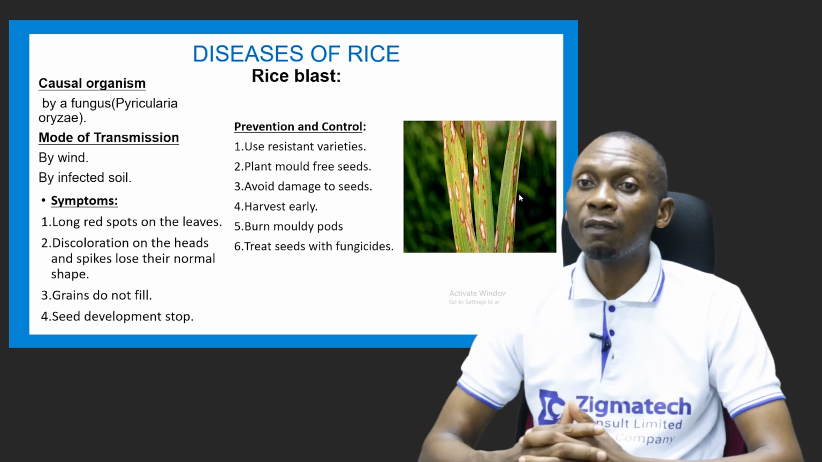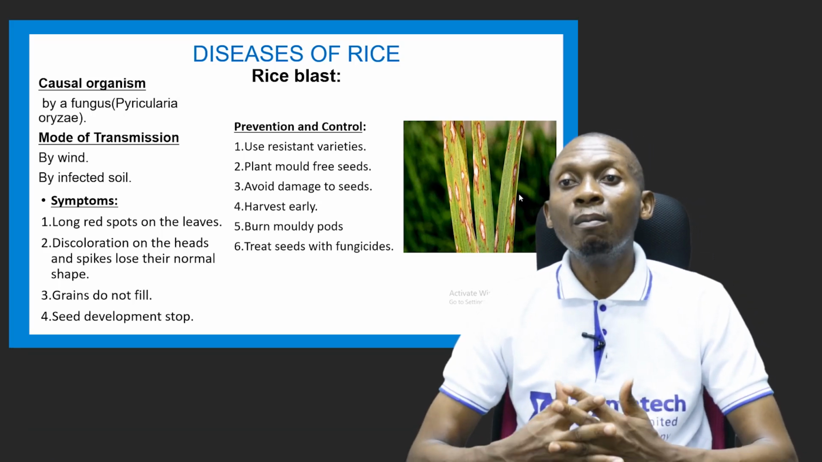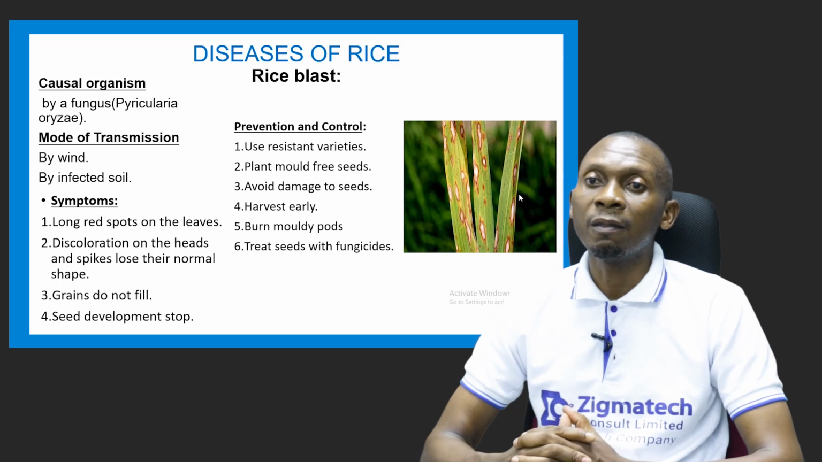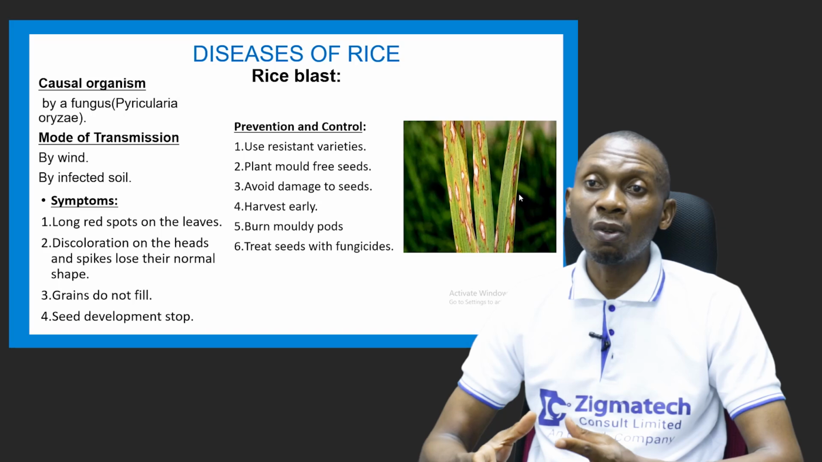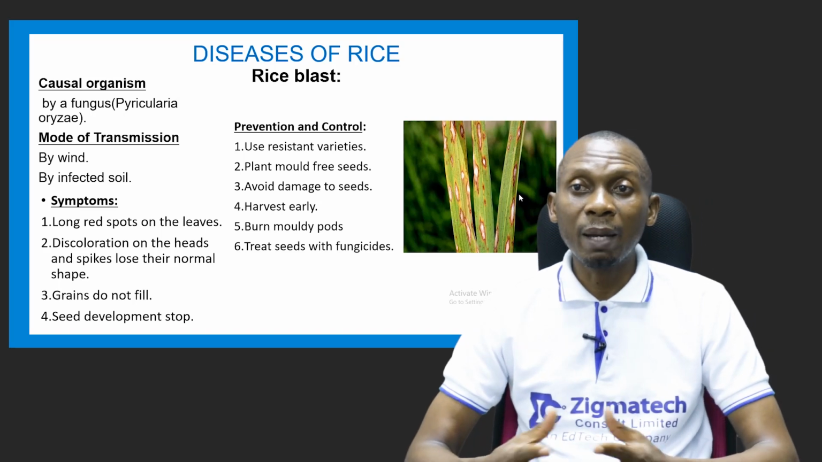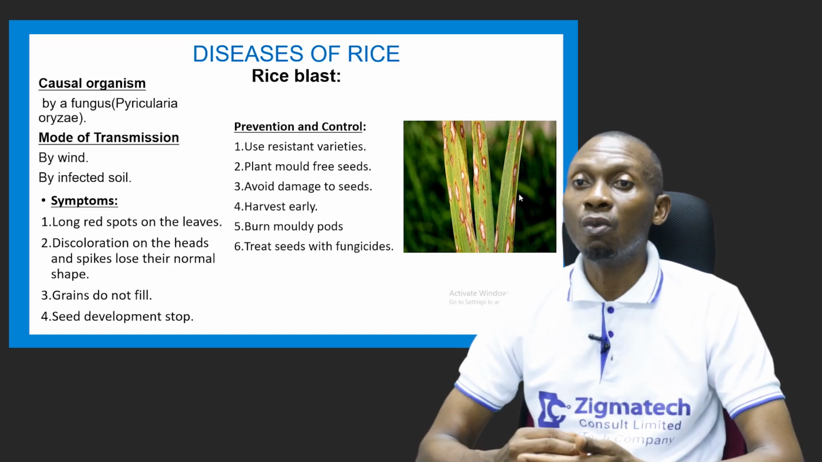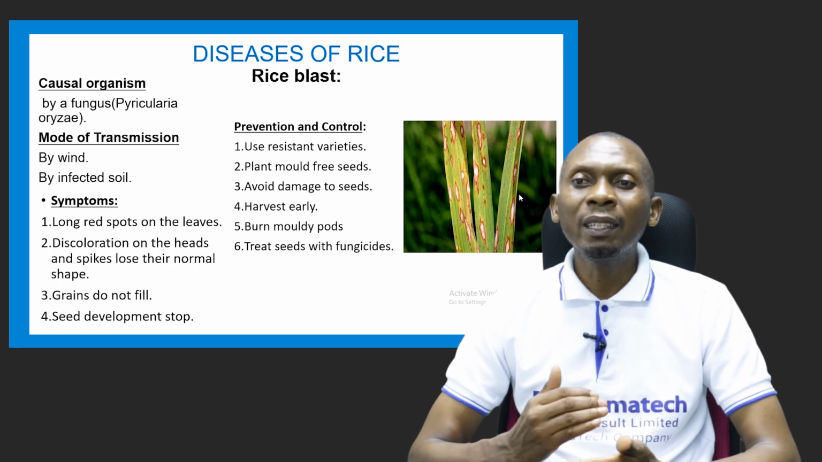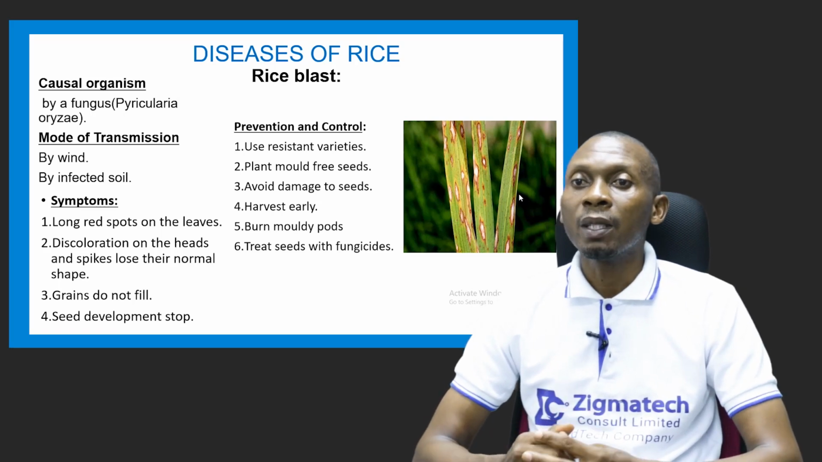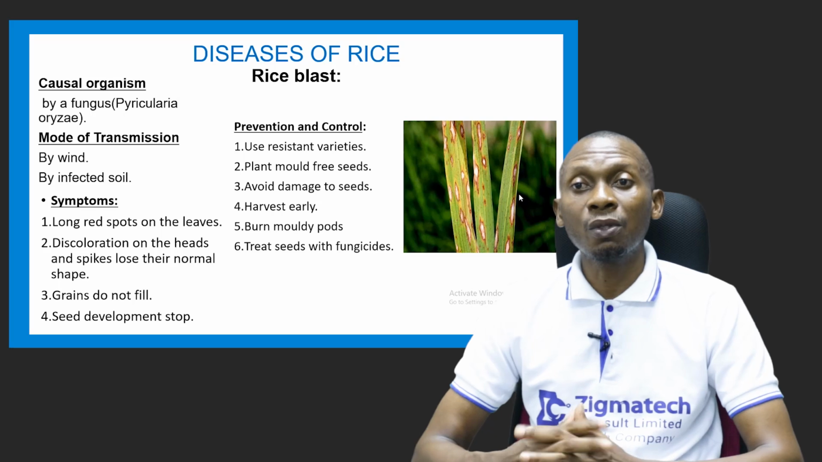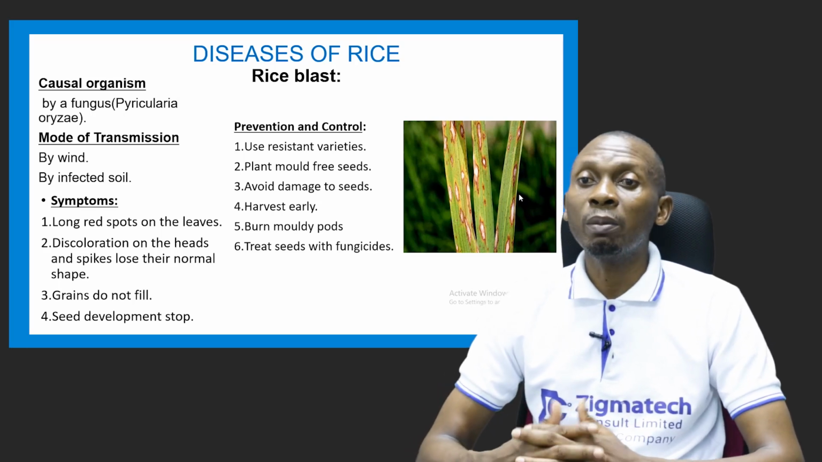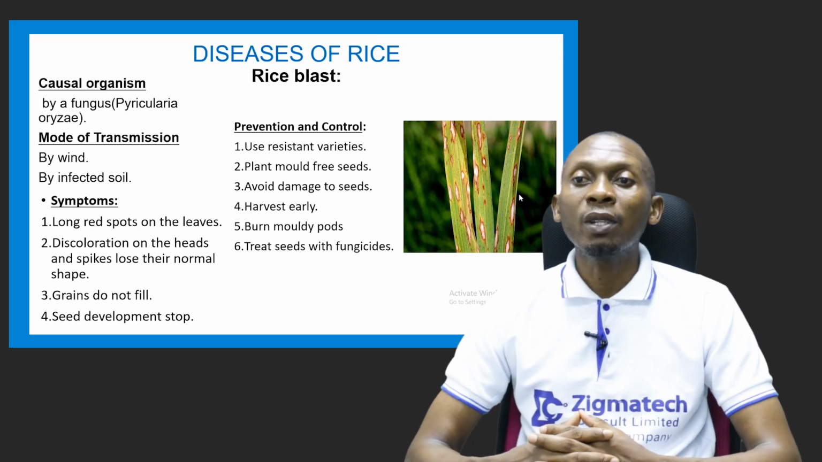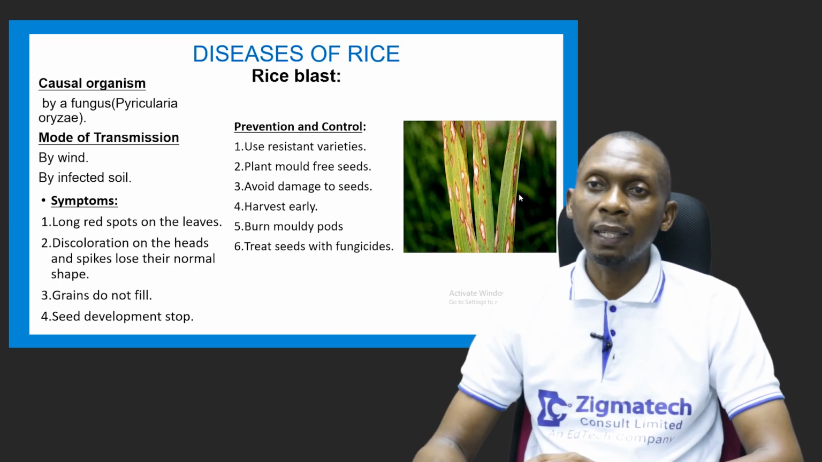You use resistant varieties. You should also plant mold-free seeds. Now, of course, when we talk about mold, that has to do with storage. When you store your grains and they are attacked by mold, you have to ensure that you use mold-free seeds and avoid damage to seeds. Harvesting early can also help. Then, of course, moldy pods should be burned. Then you can also treat the seeds with fungicides.